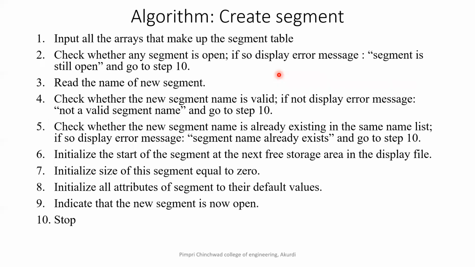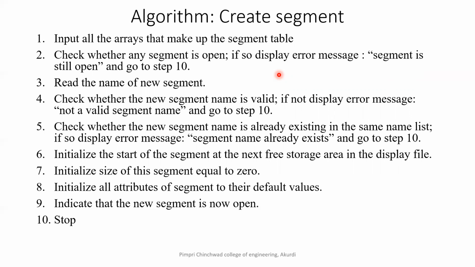Now we will see the algorithm of creating a segment. What is the first step? We have to input all the arrays that make up the segment table. Now we have to check whether any segment is open. If any segment is open, then we display an error message that the segment is still open, and we stop this algorithm. Otherwise, that means no segment is open.